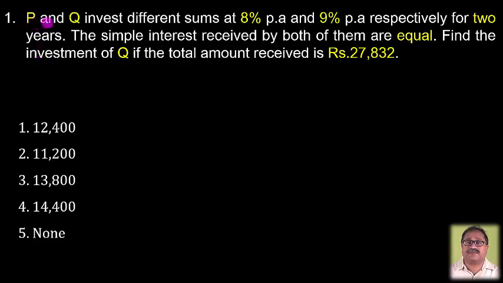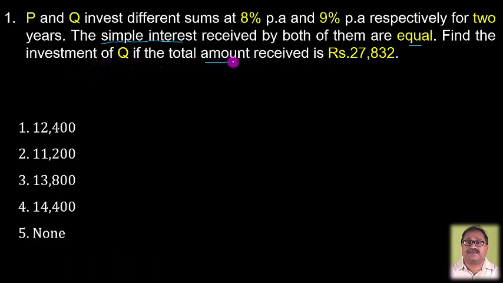Question 1. P and Q invest different sums at 8% per annum and 9% per annum respectively for 2 years. The simple interest received by both of them are equal. So here we need to note the point: simple interest received by both of them are equal. Find the investment of Q.